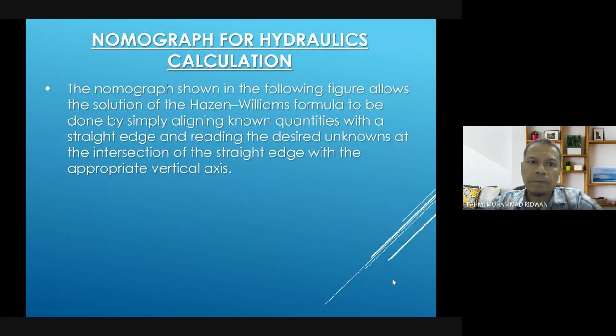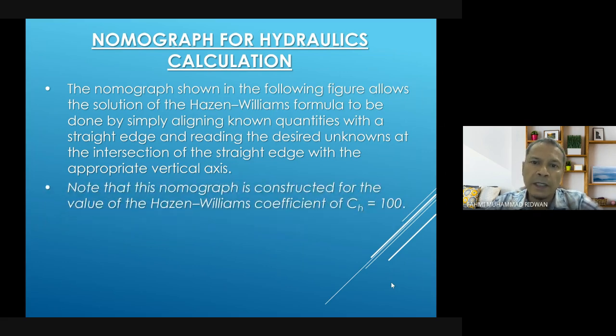To determine the size of pipe, we need to know the head loss and also the velocity. Similarly, if you are going to determine the velocity, we need to know the head loss and diameter. For this calculation, a nomograph can be used for the hydraulic calculation.